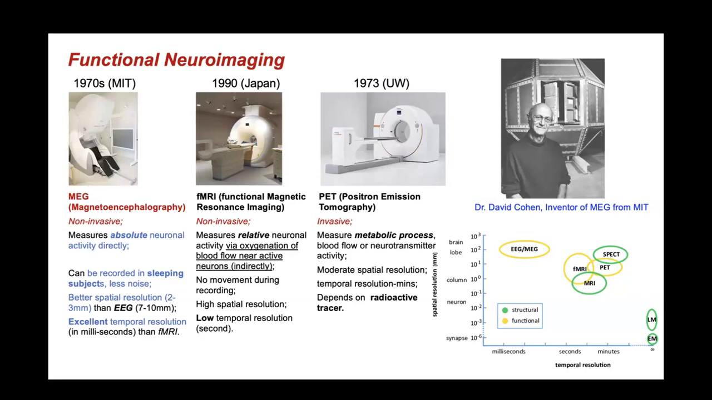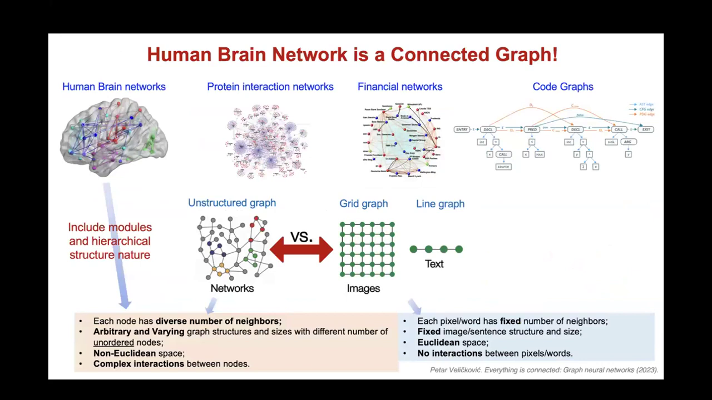Also, MEG data can be recorded in sleeping subjects, and it contains less noise compared to functional MRI. That's some of the background. Now we are talking about what the human brain network is.